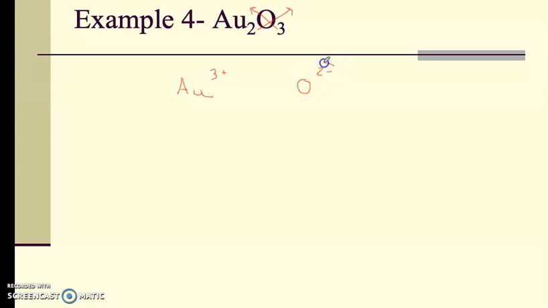We want to check the nonmetal's charge. Oxygen is found in group 6A. Group 6A should have a 2 minus charge. And oh, look at that, that means that's correct. Good. So that means this is correct, so we're going to simply call this one gold 3 oxide. Okay, gold 3 oxide.